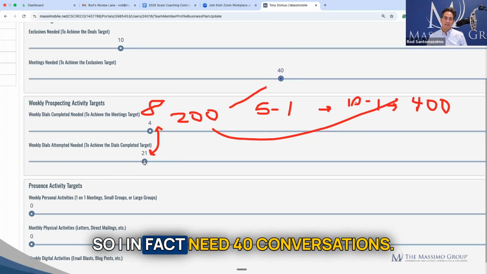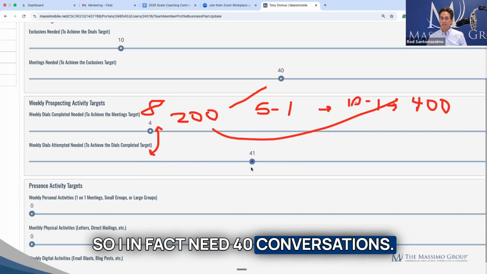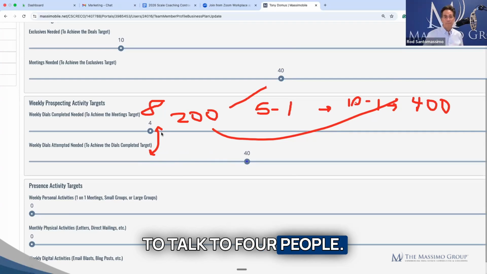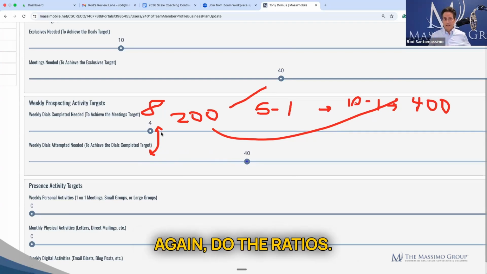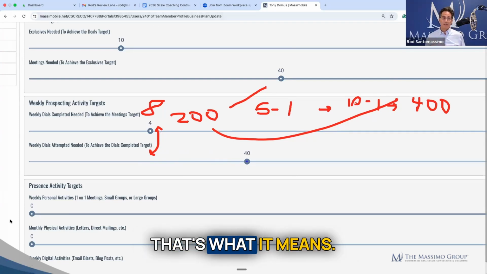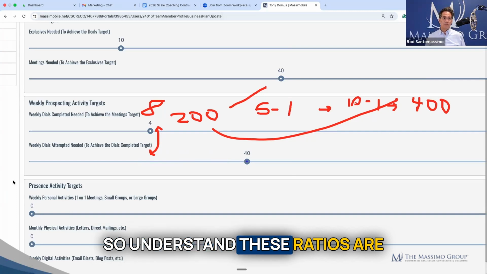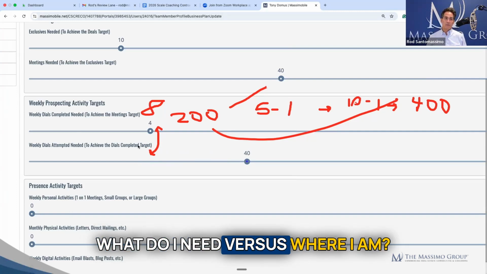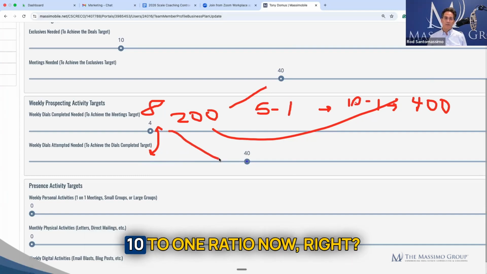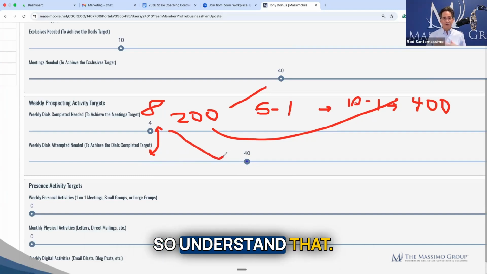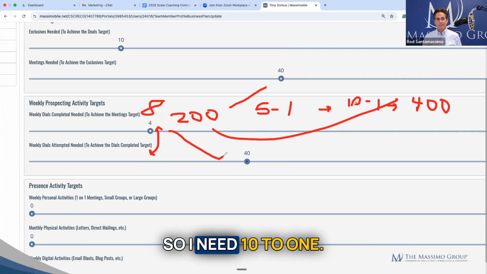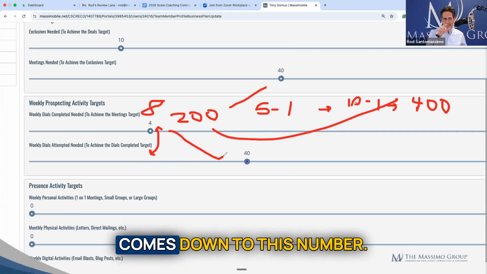So I, in fact, need 40 dials to talk to 4 people. If you're 10-to-1, again, do the ratios, that's what it means. So understand these ratios are so important when you recognize what do I need versus where I am. I know this is getting a little sloppy, but understand the math. So I need 10-to-1, because it all comes down to this number.